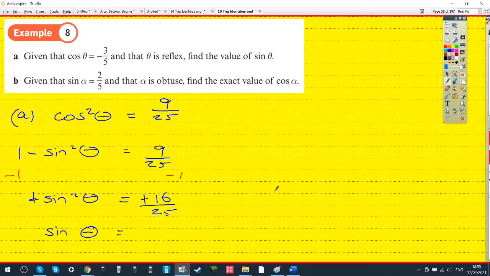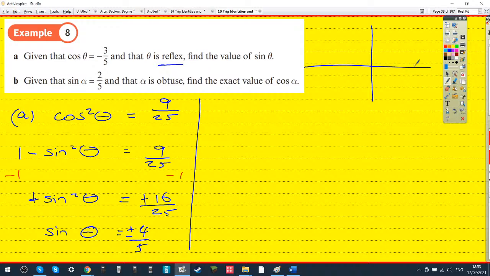And is that what we wanted? Well, 16 over 25 is sine squared theta. Oh, okay, so the root of that is 4 over 5. Well, it's plus or minus 4 over 5. However, it's a reflex angle, and so which quadrant is it in? Reflex angle is about 180. So it's in between 180 and 360.